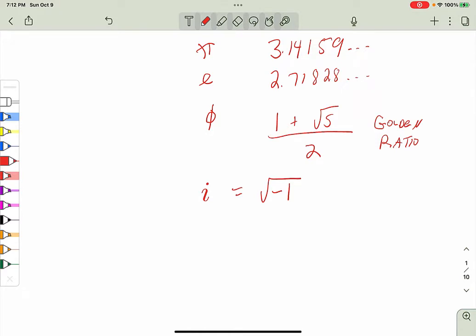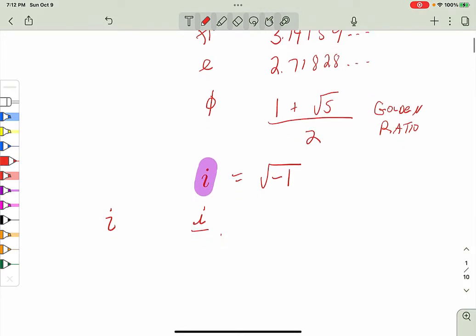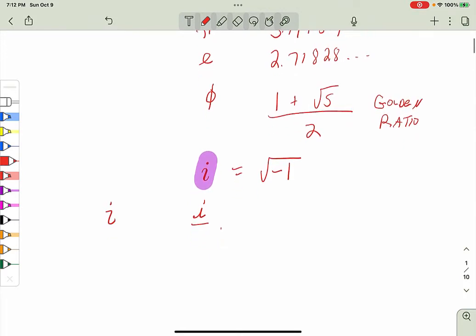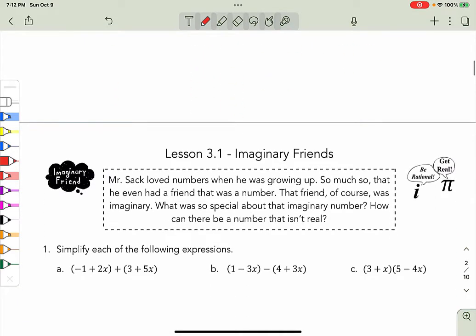Now, we like to draw it in italics like that, or in cursive, because if we write it plainly, it's very easy for it to be confused with a 1. So we tend to do it either in cursive, or you'll see it in italics in print in a textbook. For the sake of this class, I'm going to write it in cursive. That way it won't be confused with the number 1. Again, that's i, and i is the square root of negative 1. Okay, so let's go ahead and get into our lesson.